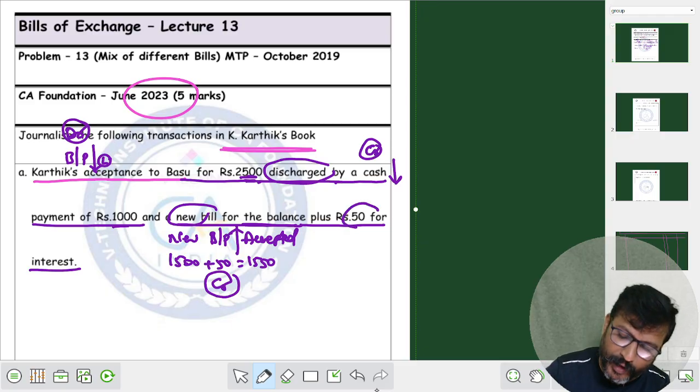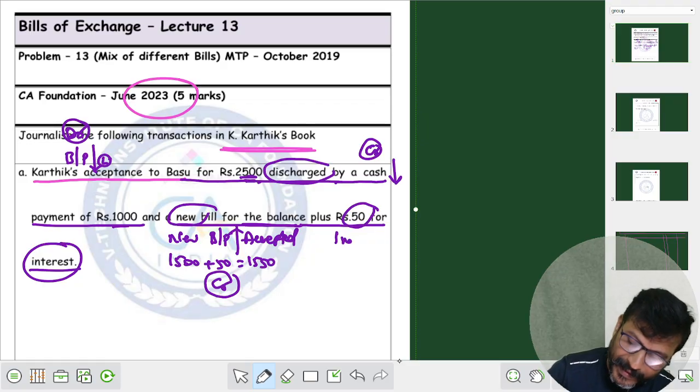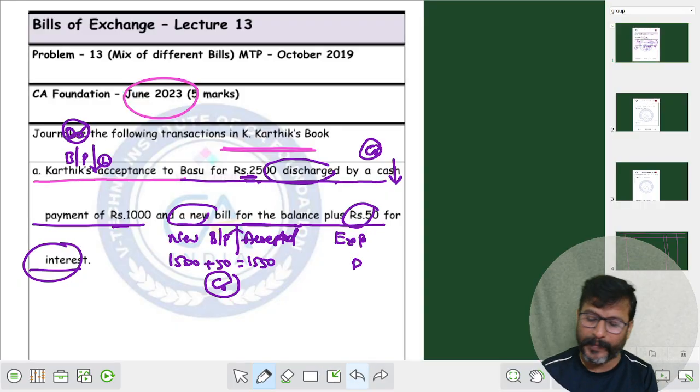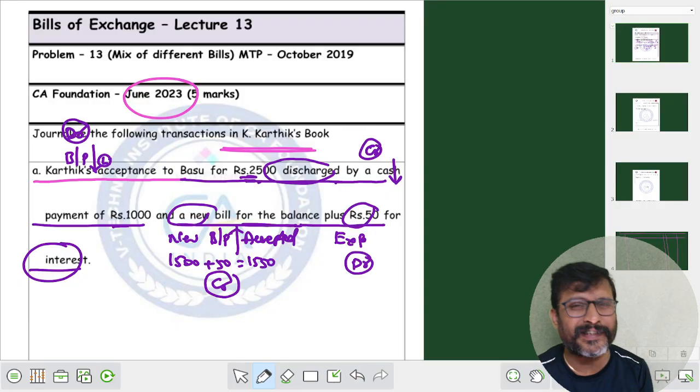The 50 rupees interest has come in between, right? What is interest? Interest is expenses. What is interest? Interest is expenses. What to do with the expenses? Expenses is to be debited. Now your journal entry will be what?